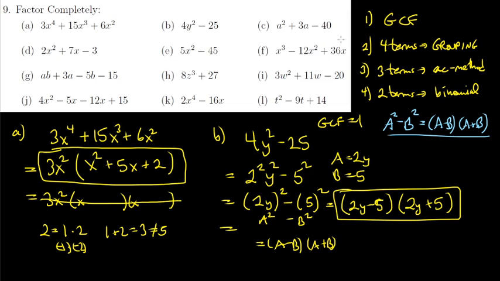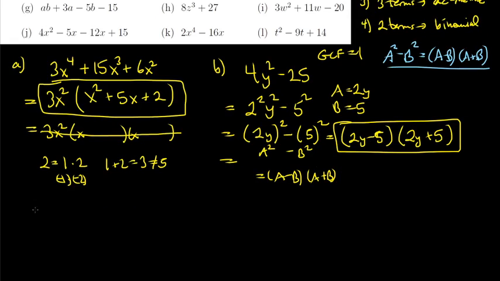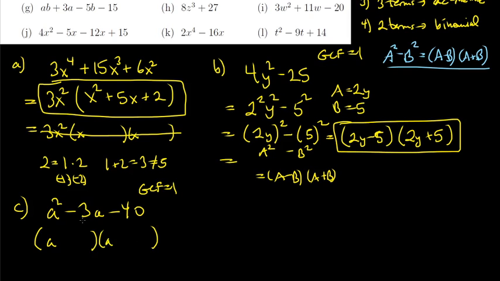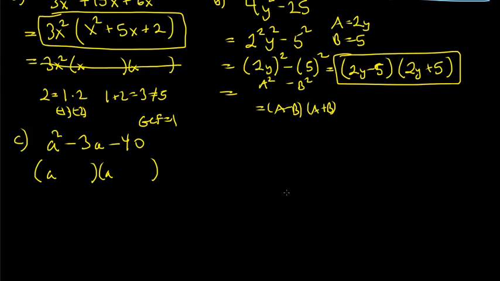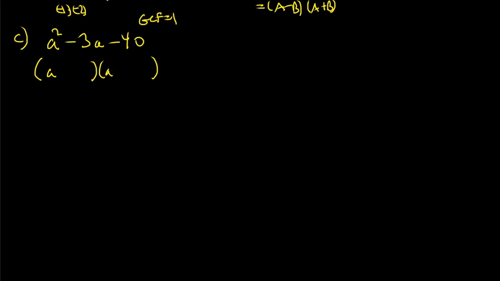Part C, a squared plus 3a minus 40. Okay, so again, the GCF is 1, because there's a 1 in front. So can we find 2 numbers that multiply to negative 40 and add to negative 3? Well, let's go through the list here. How many different ways are there to multiply two numbers to get negative 40? And notice we want them to add to a negative number, so we're going to make the bigger number negative. So 1 times negative 40 is negative 40.